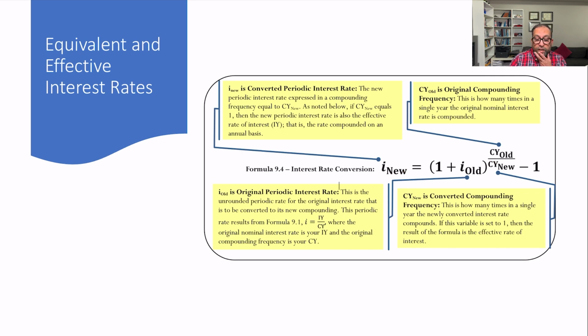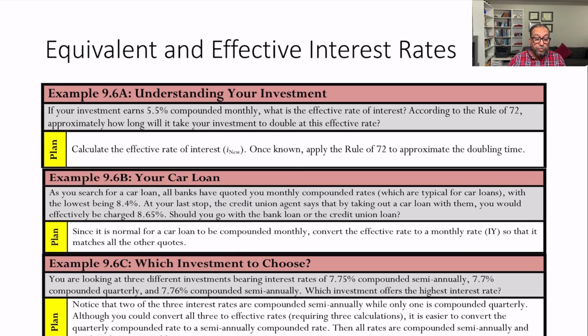Now, for equivalent and effective interest rates: if the interest rate is converted, the new periodic interest rates are expressed in a compounding frequency equal to CY new, as noted above. So I new is 1 plus I old, exponential CY old over CY new, minus 1. That's going to give us the equivalent and effective interest rates.